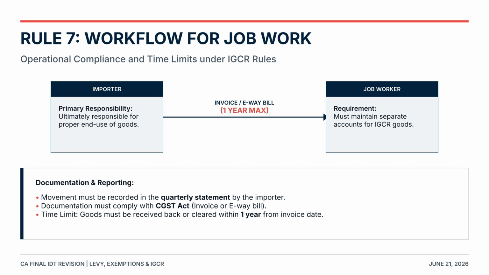The IGCR rules allow imported goods to be sent for job work, but strict controls apply. Goods must move under an invoice or e-way bill, as prescribed under the GST law. Such movements must be properly recorded and disclosed in the quarterly statement. A crucial condition is that goods can remain with the job worker for a maximum period of 1 year from the invoice or e-way bill date. The job worker must maintain records of receipts, processes performed, and waste generated. However, the ultimate responsibility for proper utilization and compliance always remains with the importer.